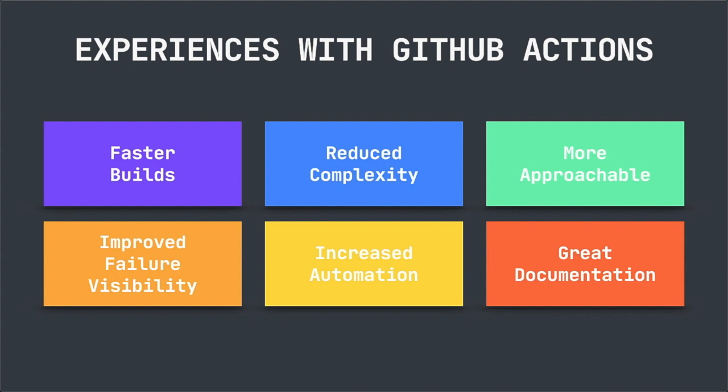Another benefit that people on my team have commented on is they feel GitHub Actions reduces complexity. They don't have to know as much about the individual scripts that are being run. The actions are just easier to comprehend because they abstract away a lot of that behavior for you. So it's more approachable for everyone on your team, which I think is a good thing. It lets more people understand what the build is doing.